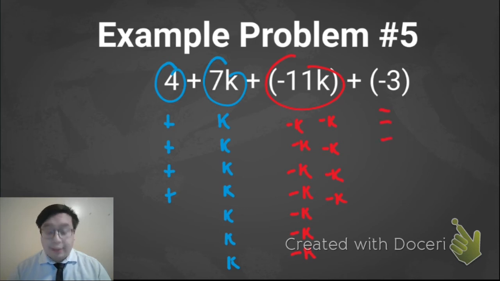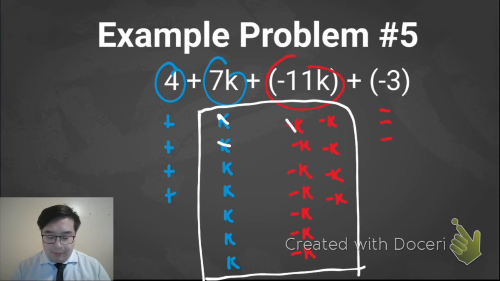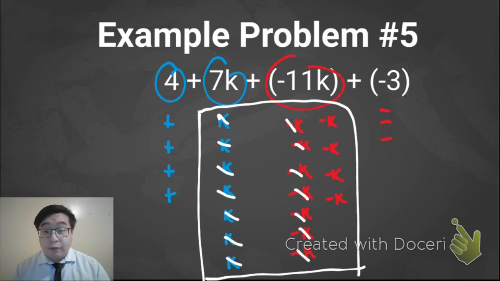So again, grouping things together, I want to put all my variables together and all my integers together. So here, let's look at the variables. Each positive k can cancel out with a negative k. So these cancel, cancel, cancel. And so after canceling all these out, I'm left with 4k's left over, but since all of these k's are negative, this is going to be negative 4k.